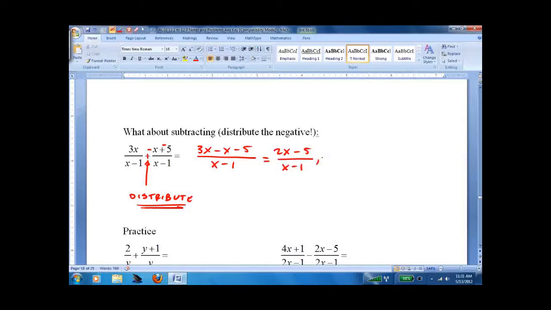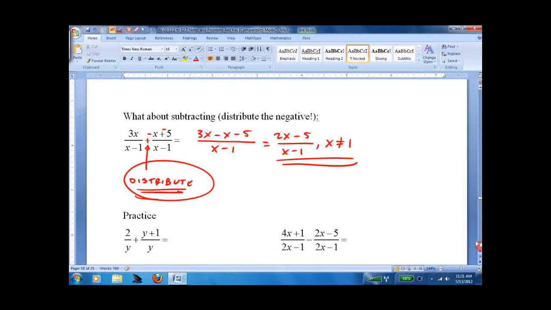I cannot factor the top. Got to watch out for my excluded value, 1. Done. Distribute the negative first. Take it out of play, make it an addition problem, which is so much easier.